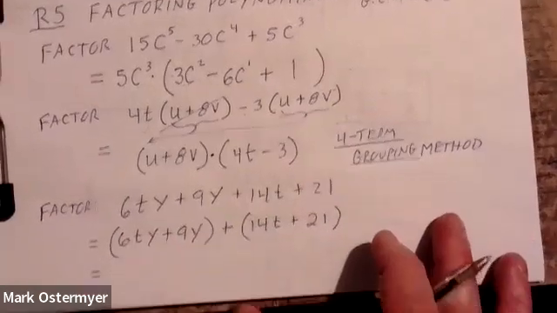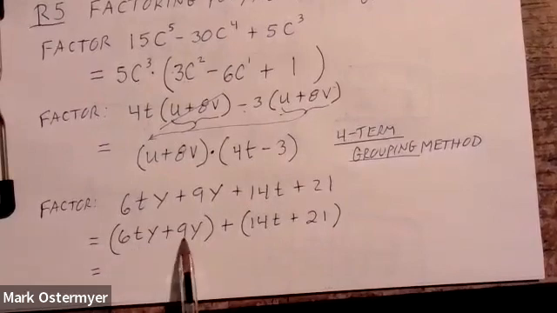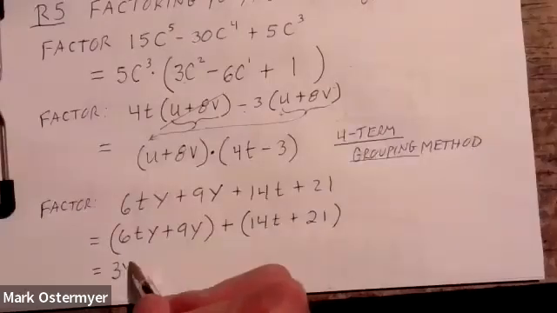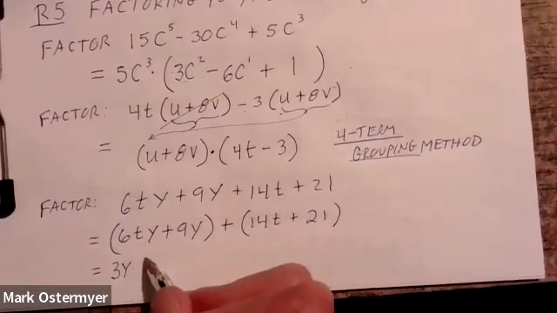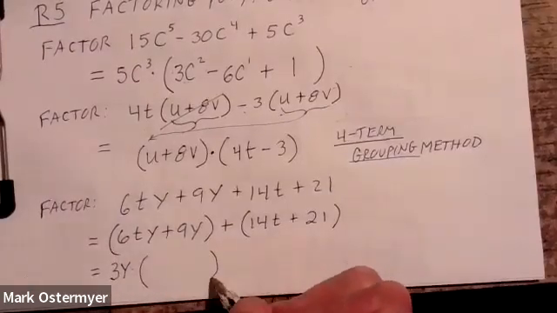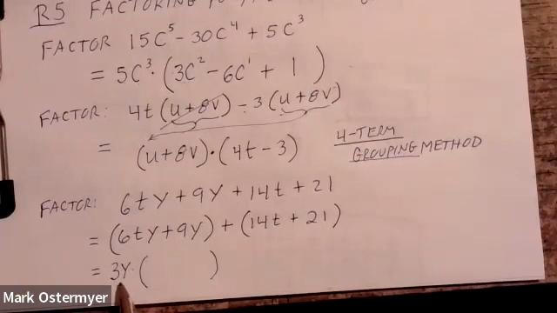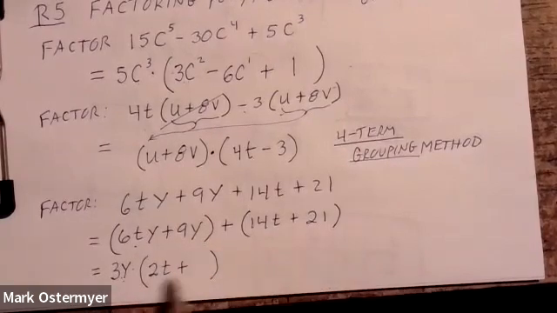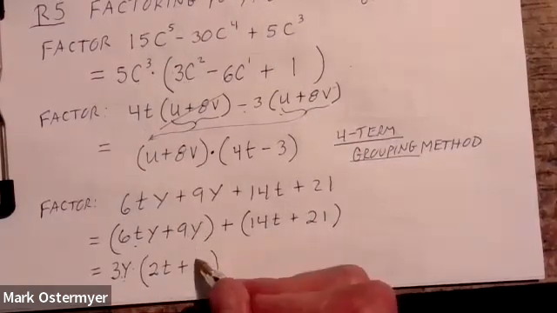Now we put under the microscope the first 2 terms. What can I factor out of these first 2 terms here? Anybody? What can I factor out of 6ty and 9y? 3. Yeah, you can factor a 3 out. Anything else? A y. 3y. And a y. Yep, you can factor 3y out of both these first 2 terms here. There it is, times, what would I leave behind in the wake of that? Well, 3y times what gives you back 6ty? That's going to have to be a 2t. Plus 3y times what gives me back 9y? That'd have to be a plus 3.